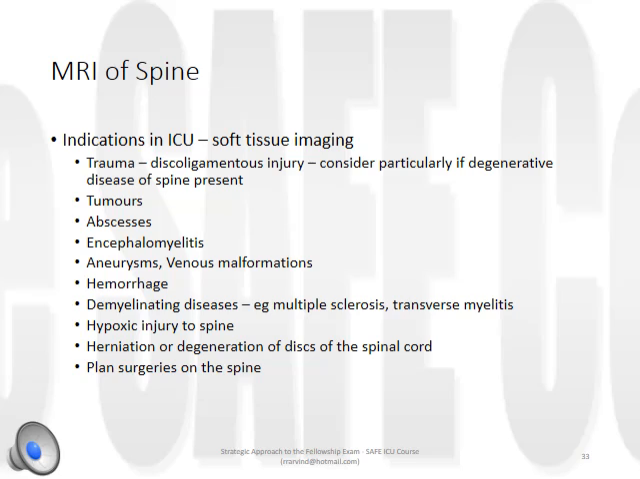You're also looking for tumours sometimes and abscesses in ICU, discitis, encephalomyelitis, aneurysms and venous malformations, hemorrhage, demyelinating diseases, multiple sclerosis, transverse myelitis, hypoxic injury to the spine, for example after AAA repair, anterior spinal artery syndrome, herniation or degeneration of discs of the spinal cord, and also for planning of surgery on the spine. Decompressions and nerve root or spinal fusion, they're patients that are sometimes seen in an HDU situation.